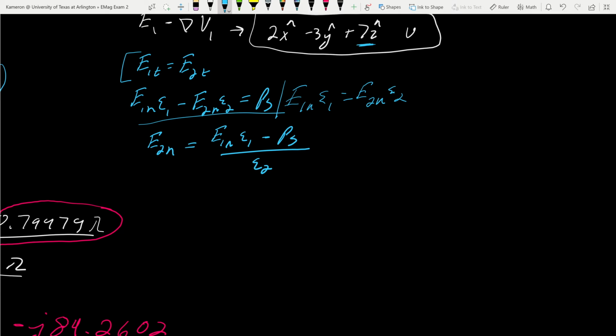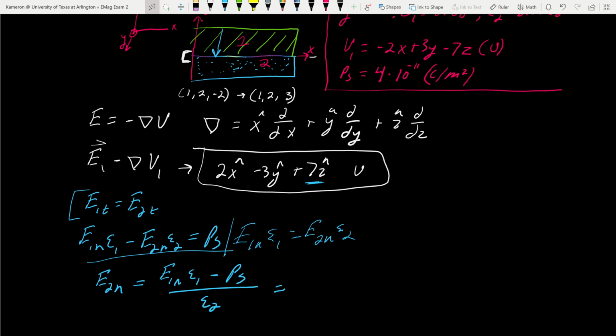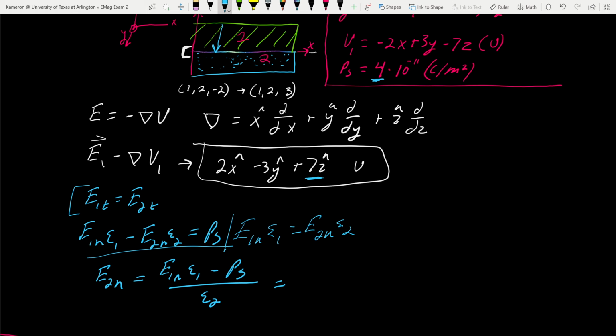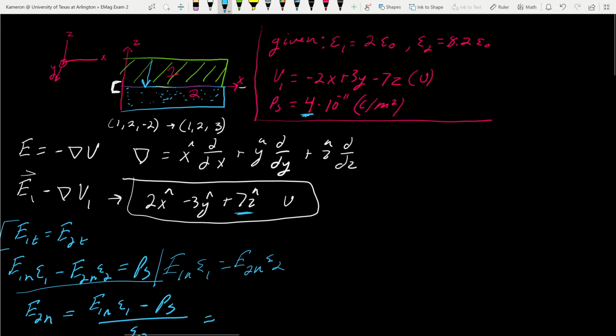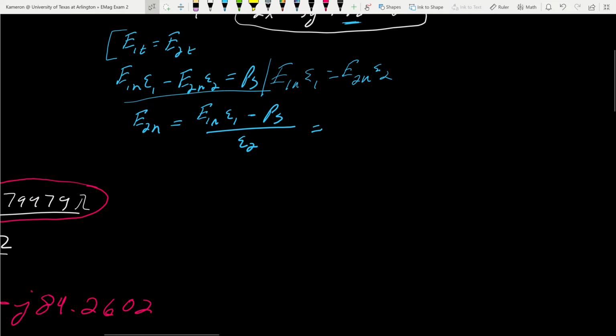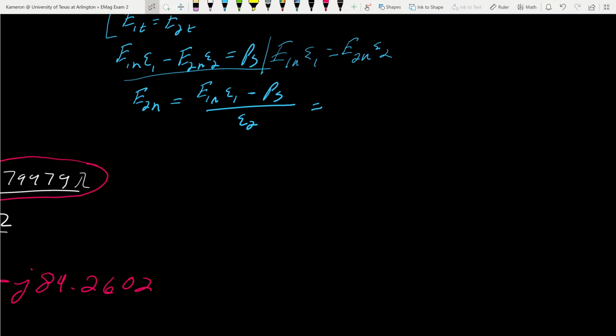This simply just gives us plug and chug for a givenness. 4 times 10 negative 11 is our rho of s. We solve for E of 1, which is just our 7 here. And our epsilon 1 is 2 epsilon naught, and our epsilon 2 is 8.2 epsilon naught. So just plugging that in, we get a value of 1.15627.